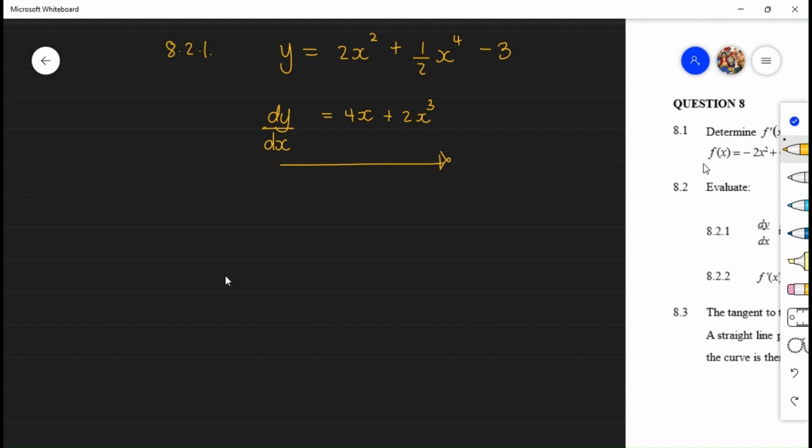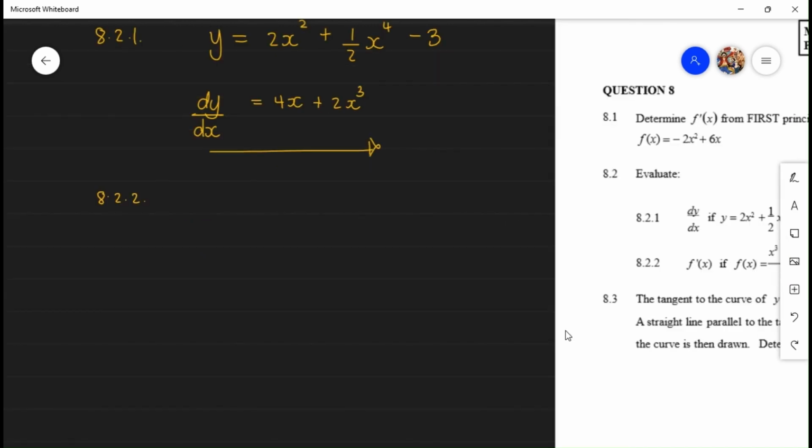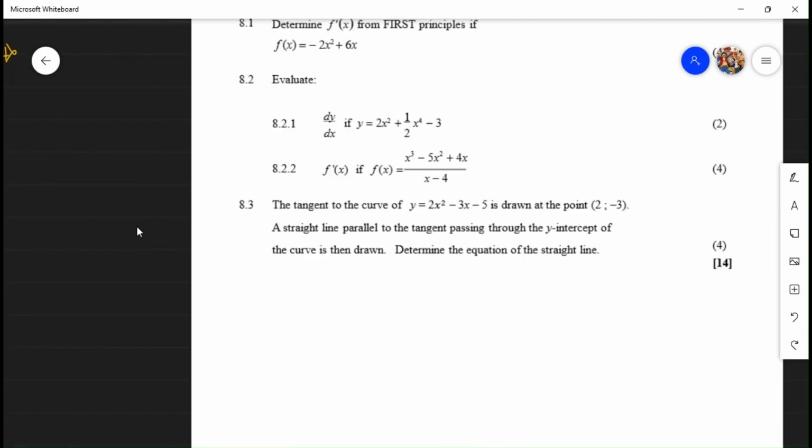Let us have a look at our next question, which is 8.2.2. Evaluate f prime of x if f of x is equal to x cubed minus 5x squared plus 4x, all over x minus 4. So if you look at that equation, you can straight away see that you are not in a position to derive as yet. You cannot derive that.